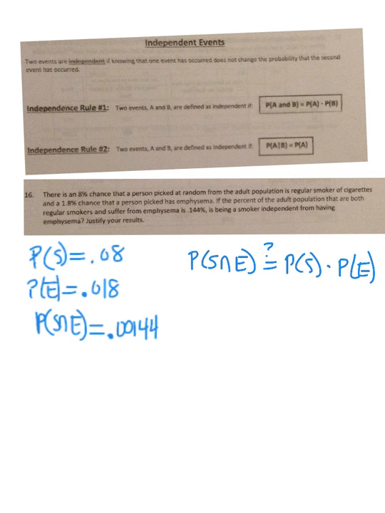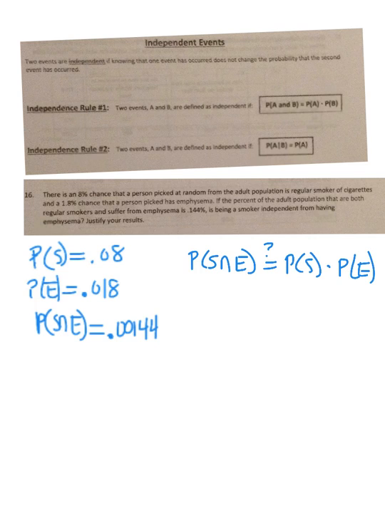So I'm just going to plug the numbers in. Well, I know the probability, let me just kind of section this off here. Probability of S and E is 0.00144, right? Sorry, that's really bad handwriting. And we know that the probability of S is 0.08. Oops, sorry.